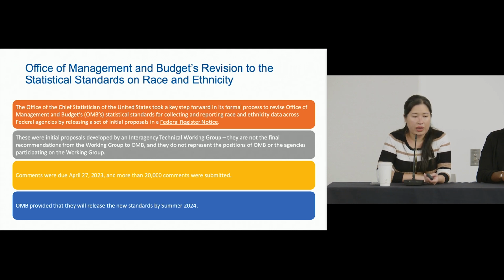They released a Federal Register notice earlier in the year asking for comments across the country. Lots of people provided comments, more than 20,000 comments, and they're looking to provide and release guidance on the new standard by the summer of 2024. So that is going to be a lot of work for us as well as other agencies and our stakeholders. So we're anxiously awaiting to see what the standards will be.